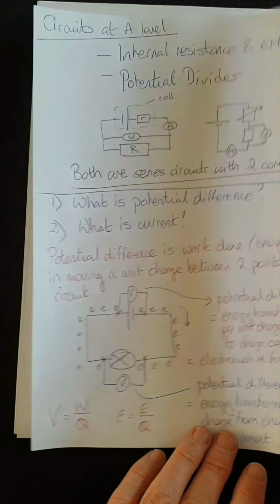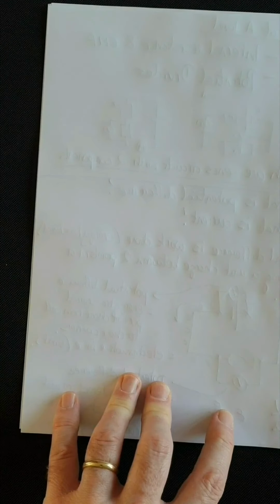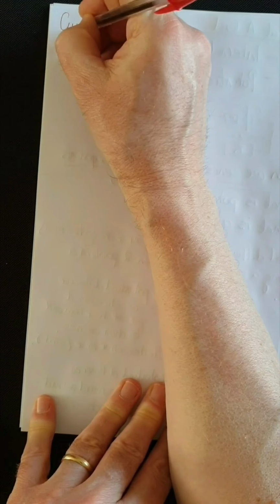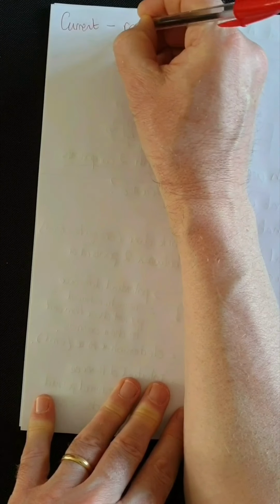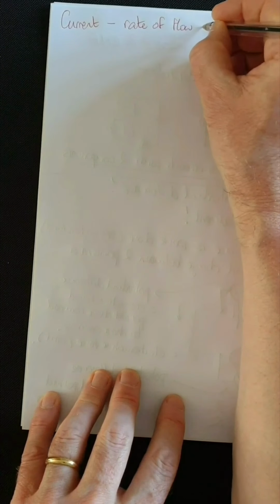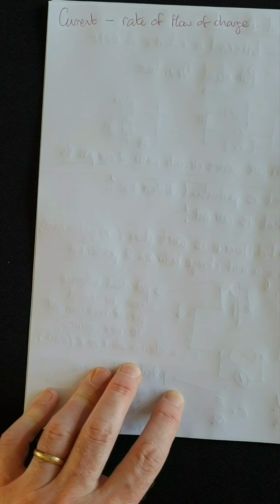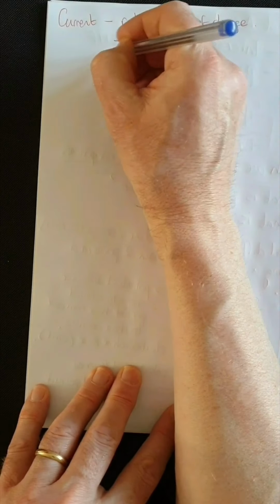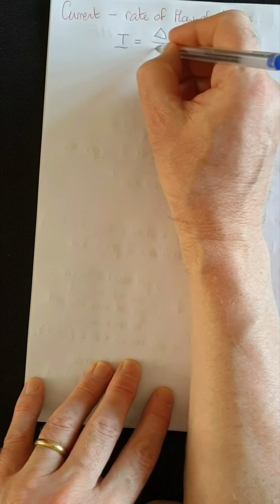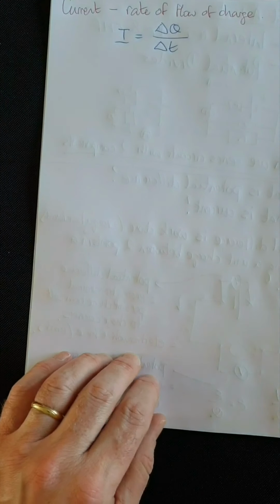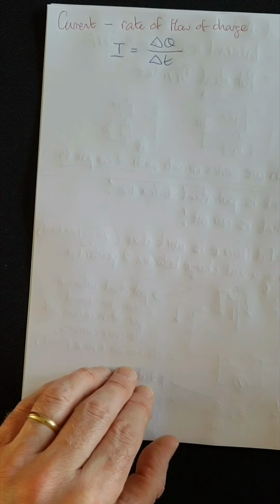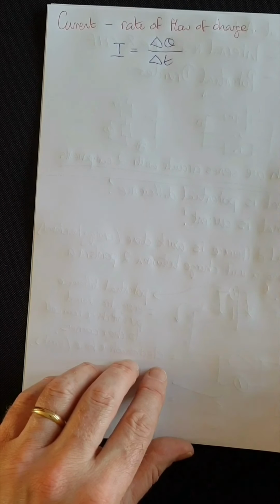Okay, so let's take a look at what current is. Current is the rate of flow of charge. And so we can write that mathematically as the current is equal to how much charge has flowed past a particular point in a certain amount of time. So we have that the current is equal to the rate of flow of charge.